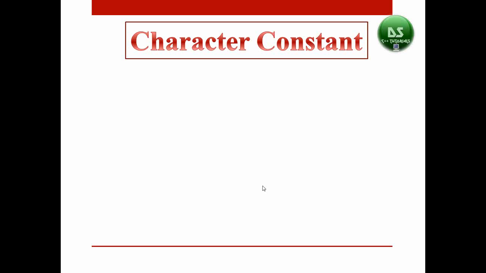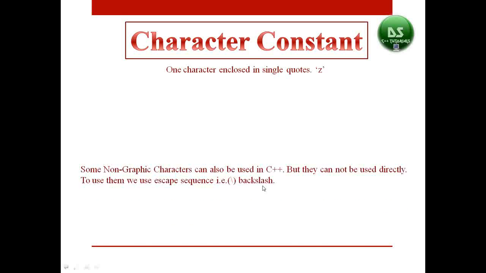Next, we have character constants. What are character constants? Characters like A, B, C, D, or every character like comma, dash, hyphen, semicolon, colon. All these are characters. They are the characters enclosed in single quotes. We cannot just type Z because this is a character constant. We have to enclose it in single quotes.